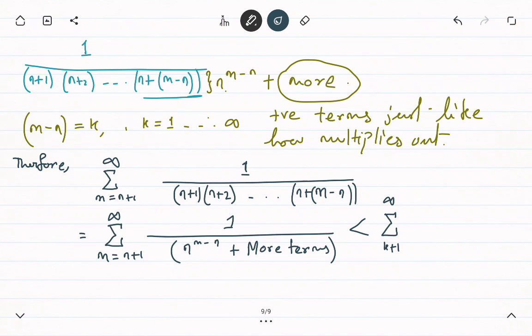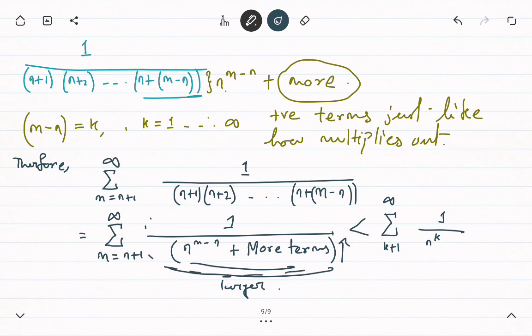So it means what? It means this is the larger part. This is larger. So as this increases, then the whole term, 1 over n to the power m minus n, and these more terms, this entire expression will decrease. If this increases, then this entire thing will decrease. That is why it is lesser than.